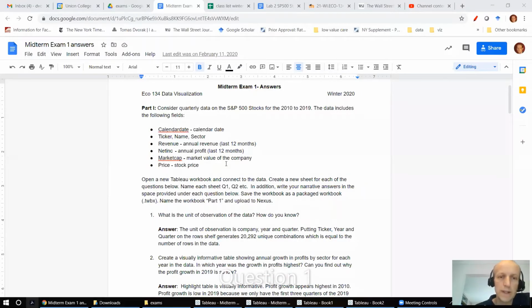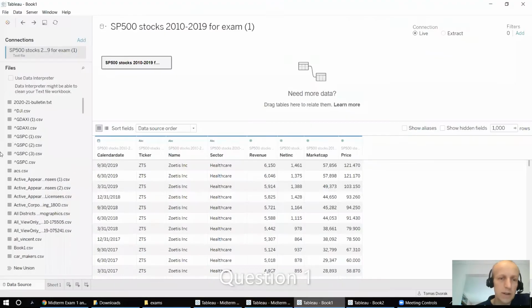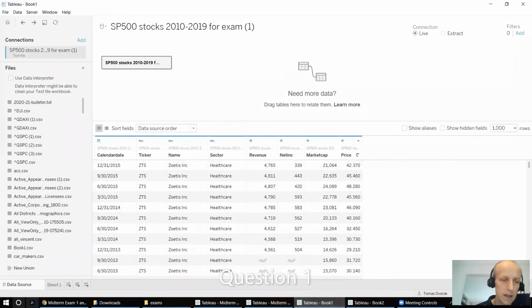In part one of this exam, we're given quarterly data on S&P 500 stocks for 2010 to 2019. We have these fields. First, we have to say what is the unit of observation in the data. So let's start by connecting to the data. We see we've got calendar date, ticker, name, sector, revenue, net income, market cap, and the stock price.